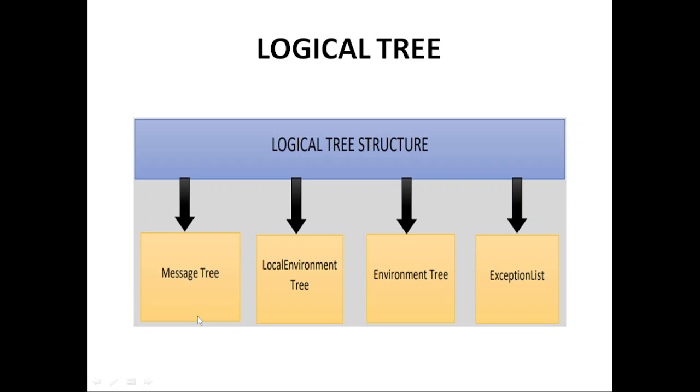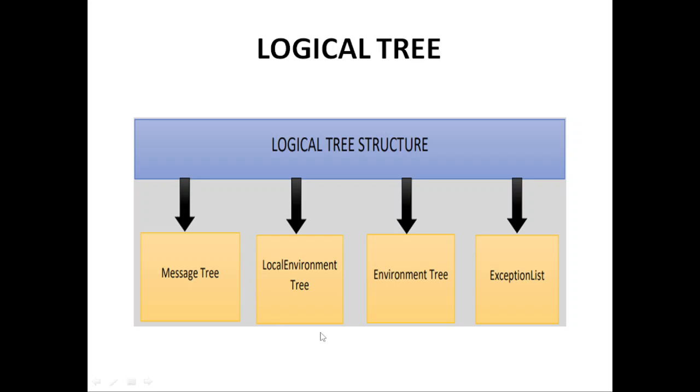Message tree is a tree where we have the properties, header and the payload. If you want to access something from the message tree, you have to use the input route. And if you want to send something, then you have to use the output route.